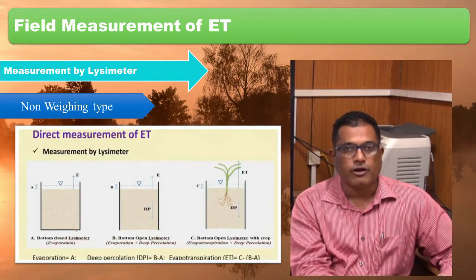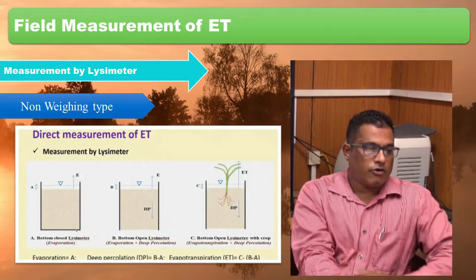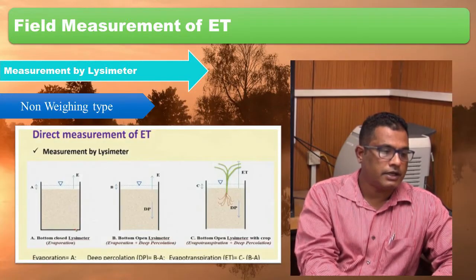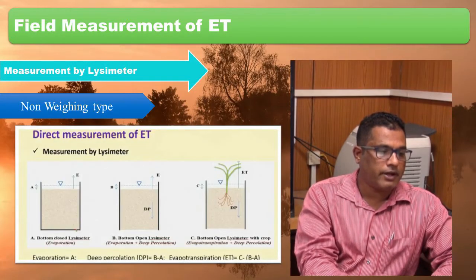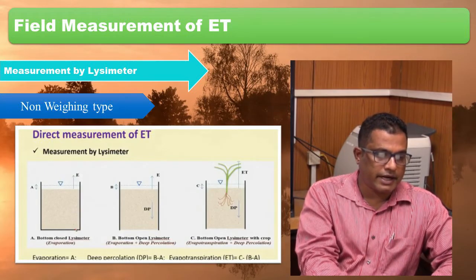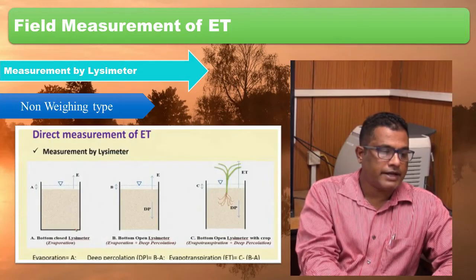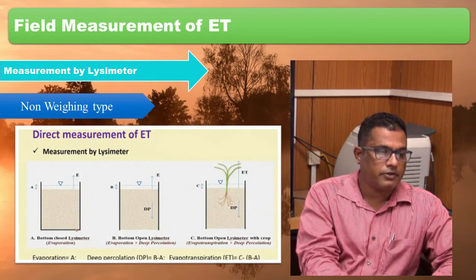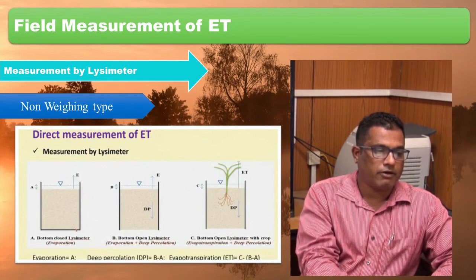And in the second one, water is lost through evaporation as well as deep percolation. So deep percolation would be B, that is the level here in the second column, minus the water level that we have determined from the first one. That would be your deep percolation we can find out.